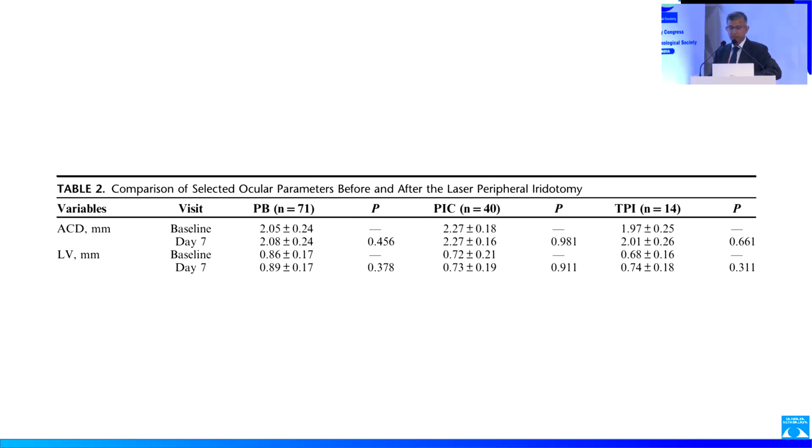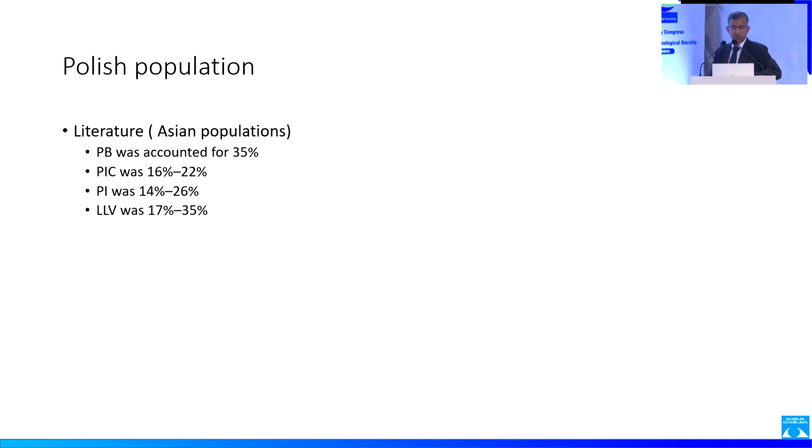The anterior chamber deepening did not change between these groups, but keep in mind that the number of eyes with thick lens vaults was very small in this group. So look at a Polish population. Again, you have a large lens vault in about 17 to 35% of the population.